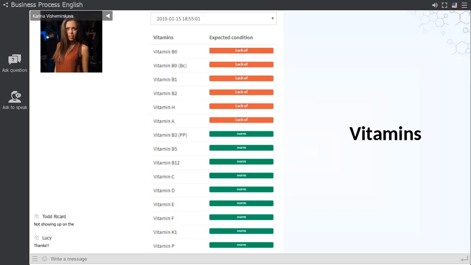So basically, it's very easy. It just says normal or lack of, but we need to be careful, because if you have a lack of even just 5% out of 100, just 5% lack of the vitamin, the color will be red immediately. So we need to pay attention to this too.